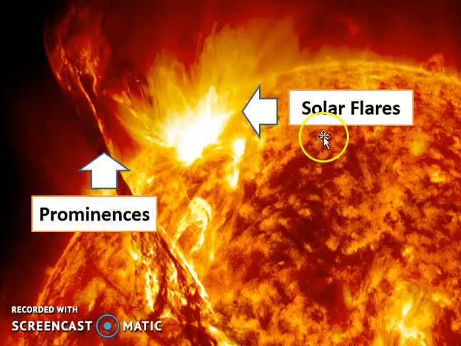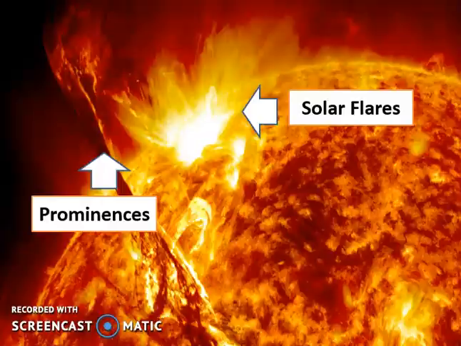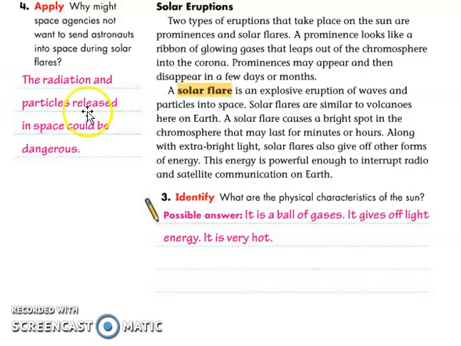The solar flare is a volcanic eruption. It seems like a volcanic eruption here on Earth. So let's go back here. Number 3. What are the physical characteristics of the sun? The physical characteristics of the sun: it is a ball of gases, it gives off light, and it's very hot. That is the physical characteristic.